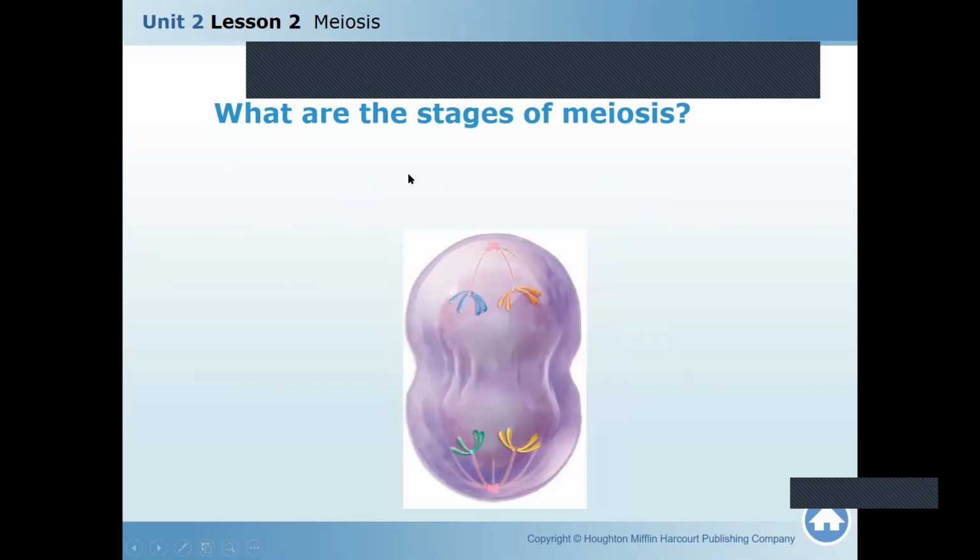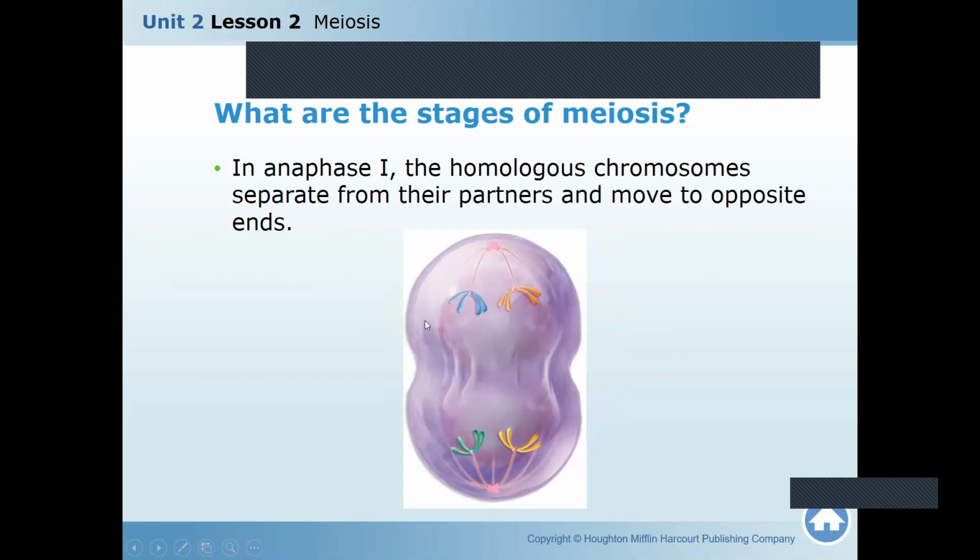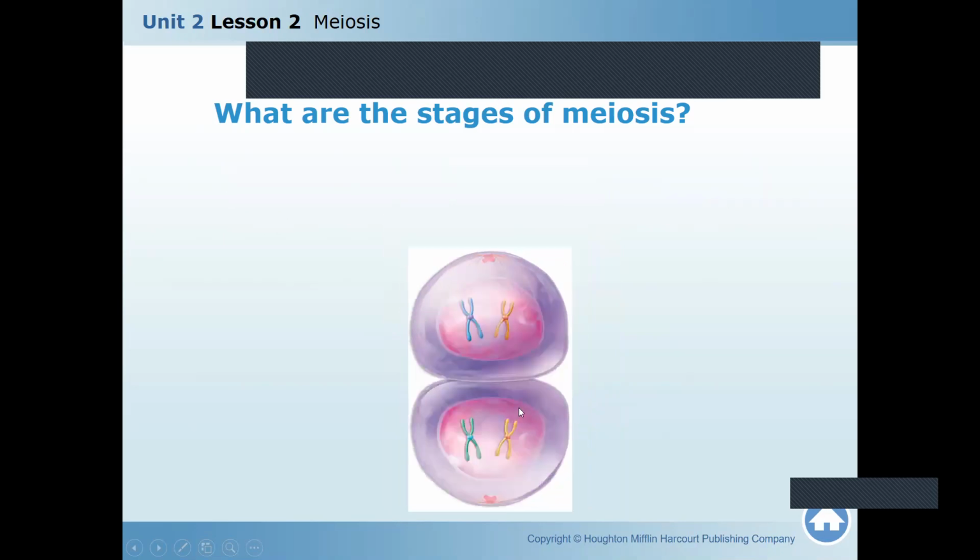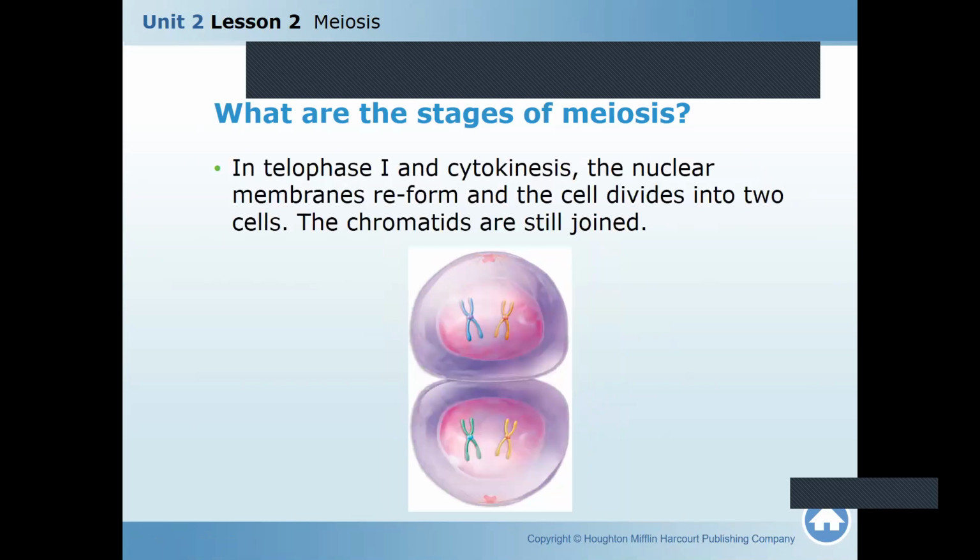See, this is anaphase I. What happened? The homologous chromosomes separate from their partners and move to the opposite end. First, they line up in metaphase, PMAT, remember, M. They line up, A, they separate and go to the opposite end. And then T, finally, telophase, cytokinesis, the nuclei reform and the cell divides into two cells. You can see here.